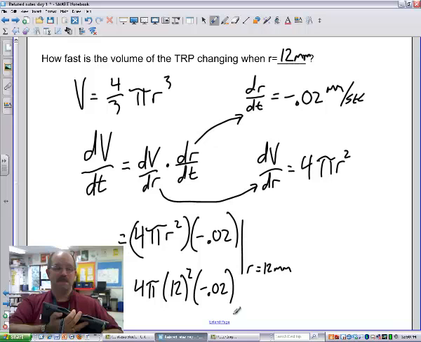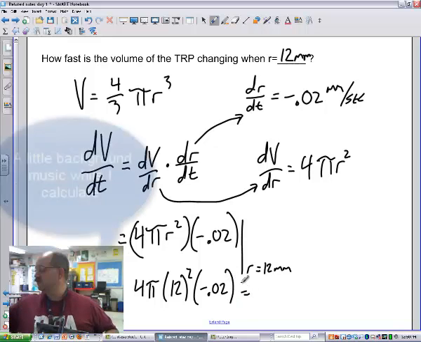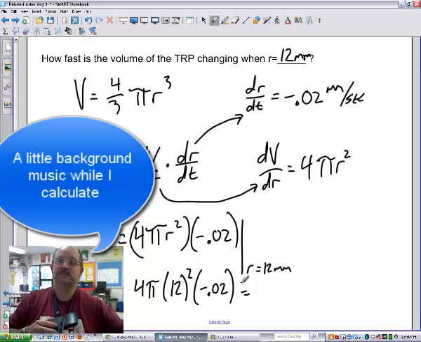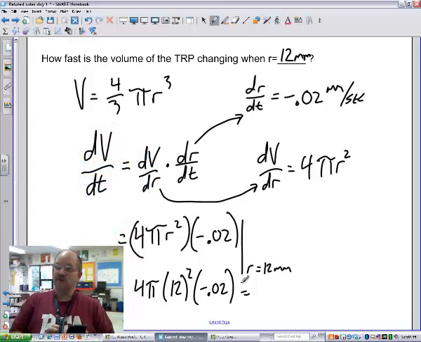Okay, and that turns out to be some number. I have a calculator handy, so I will just calculate it, and then I'll cut this portion out. 4 times 3 times 12 times 0.02, negative 36.1728.